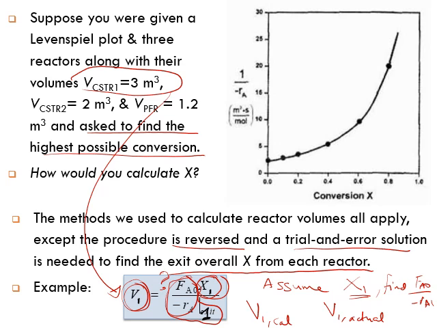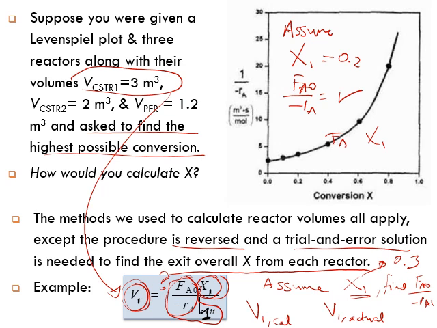So you assume another value of X1, which should be less. So for instance, if here you assumed X was, let's say, 0.3, now you assume X is 0.2, and you do the calculation again. From this you find the corresponding FA0 over minus rA, and then you multiply the new X1 with the new FA0 over minus rA, and you find V1 calculated.